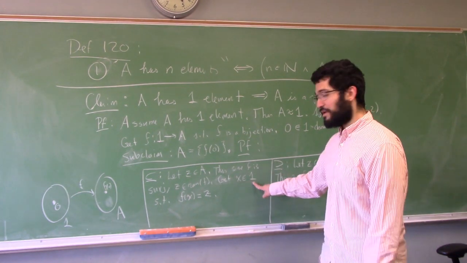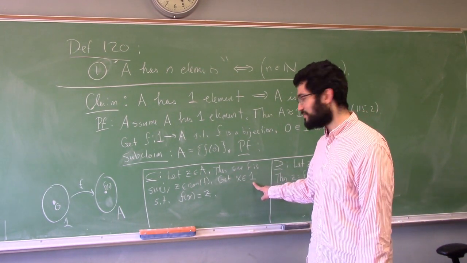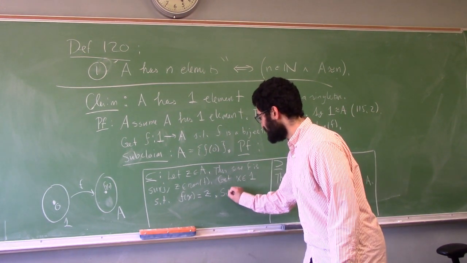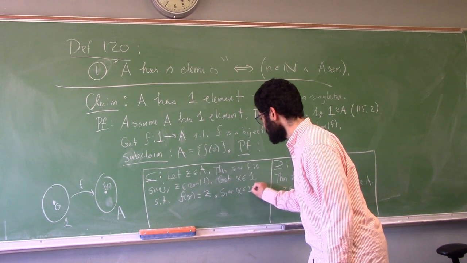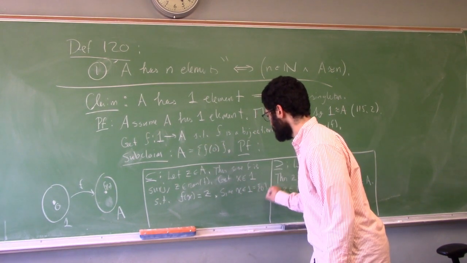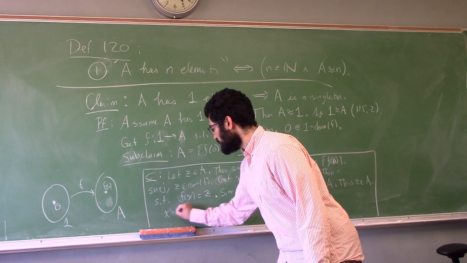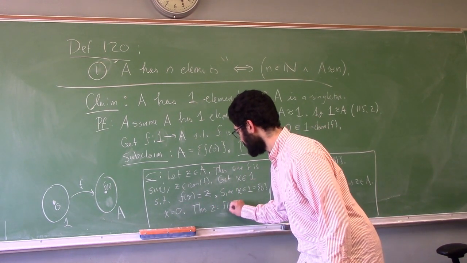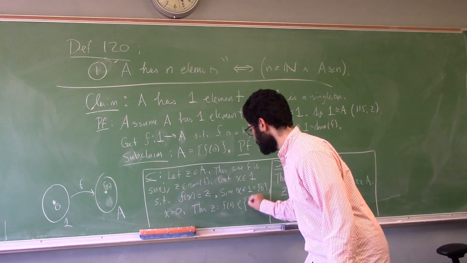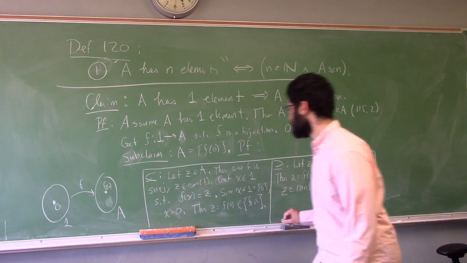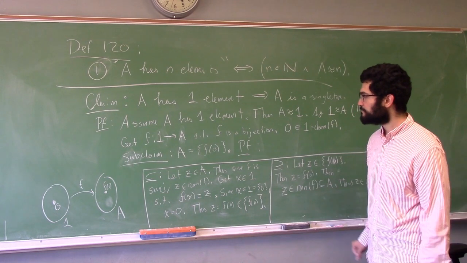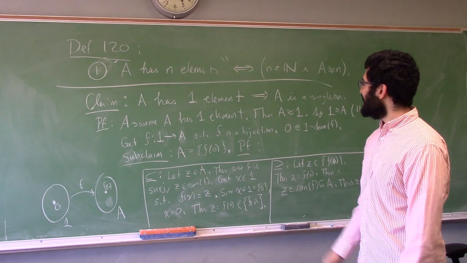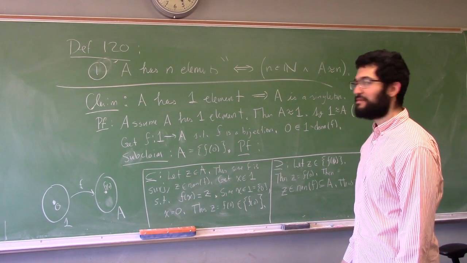Now if x is in 1, well 1 is singleton 0, so x must be 0, right? Since x is in 1, which is singleton 0, x is just 0. Thus, z is f of 0, which is in singleton f of 0. That's what we needed. So there are the two inclusions. All right, so we have proven this implication: if A has one element, then A is a singleton.